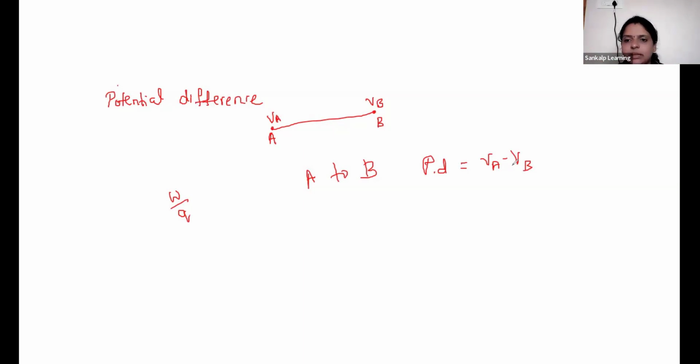Is it clear? Okay. So the unit for the potential difference, the PD, is also the same, that is the volt. Then next, it is also a scalar quantity. Yes, students, tell me, is there any doubt in all these points?